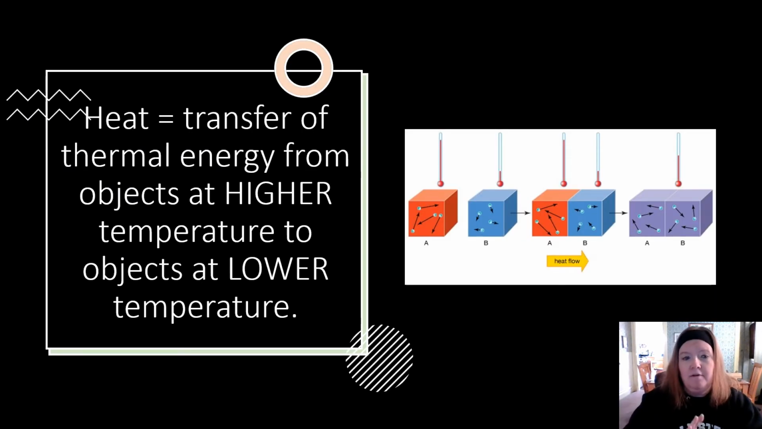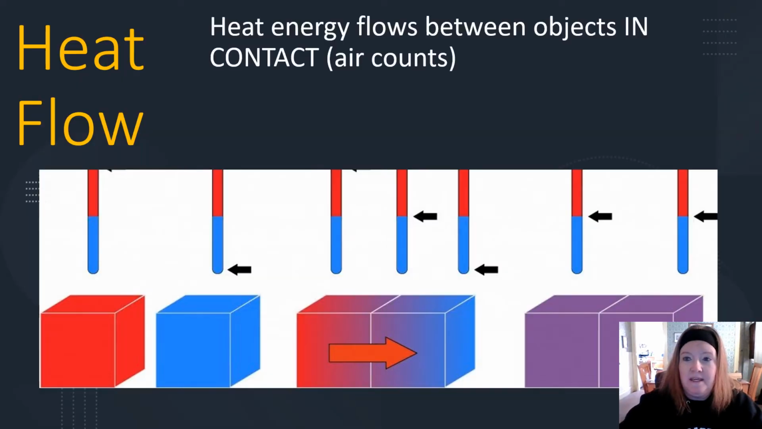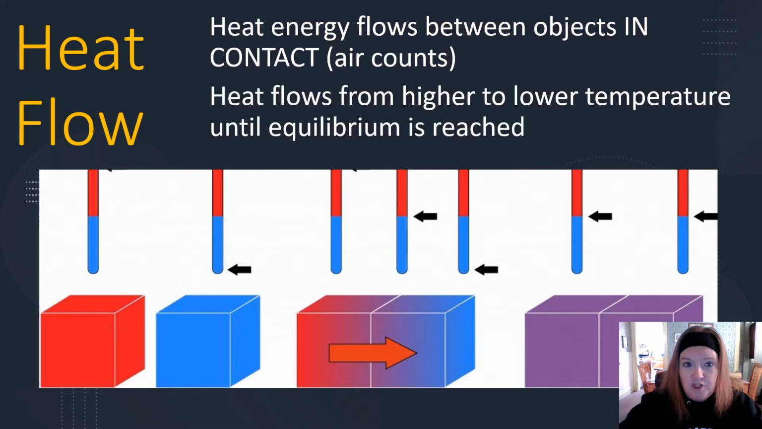Heat is the transfer of thermal energy from objects at a higher temperature to objects at a lower temperature. But not just any old objects. The objects have to be in contact. Air counts. So if the air is warmer or colder than the object, then there can be transfer between the object and the air. But in order for heat to transfer between two objects, they must be touching. And the heat will flow from the higher temperature object to the lower temperature object until there's an equilibrium. So the temperature is going to be somewhere in between. So whatever the warm object was, say 100, whatever the cold object was, say 20, the final temperature is going to be somewhere between 20 and 100.